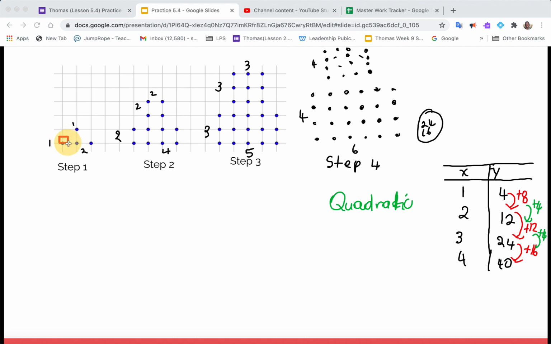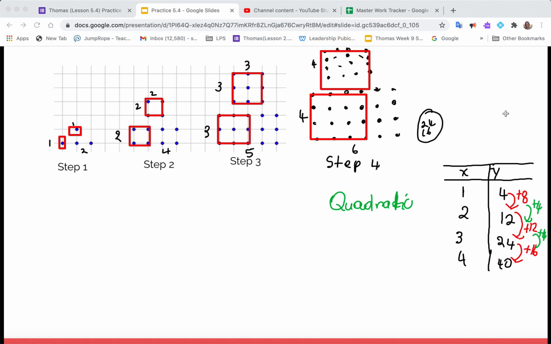So there's a 1 by 1 here. There's also a 1 by 1 here. There is a 2 by 2 here. There's also a 2 by 2 here. There is a 3 by 3 here. There's also a 3 by 3 here. There's a 4 by 4 here. There's also a 4 by 4 here.